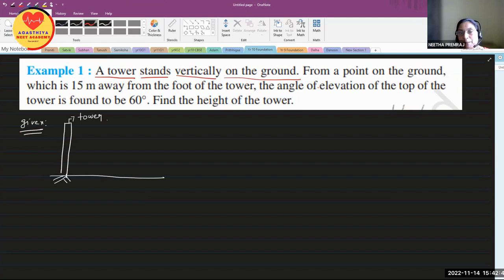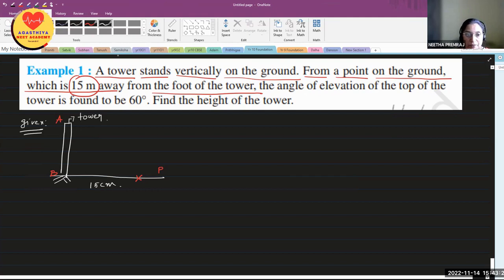Then from a point on the ground, you just mark a point. I name the point as P, which is 15 meter away from the foot of the tower. I name the top of the tower as A and the foot of the tower as B. So 15 meter, what they mentioned: AB or BP or AP, what measurement is that? Very good. So BP is 15 meter. And the angle of elevation of the top of the tower is found to be 60.